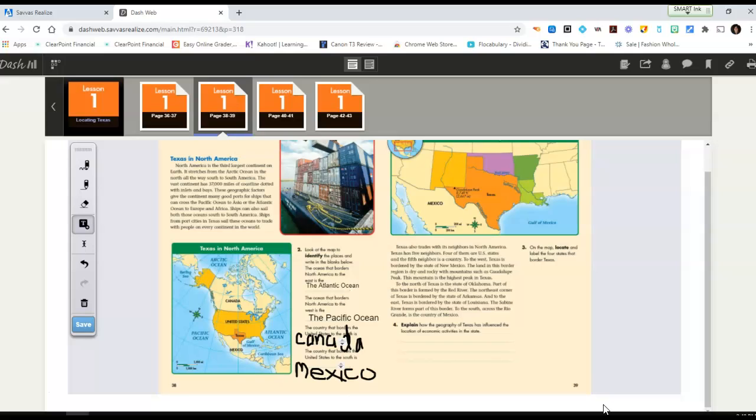To the north of Texas is the state of Oklahoma. Part of this border is formed by the Red River. The northeast corner of Texas is bordered by the state of Arkansas, and to the east, Texas is bordered by the state of Louisiana. The Sabine River forms part of this border. To the south across the Rio Grande is the country of Mexico. Explain how the geography of Texas has influenced the location of economic activities in this state.